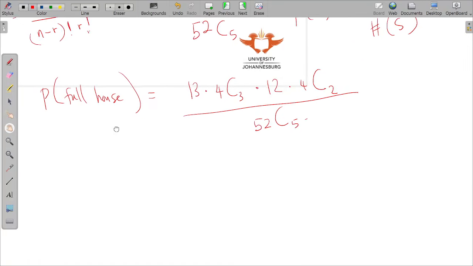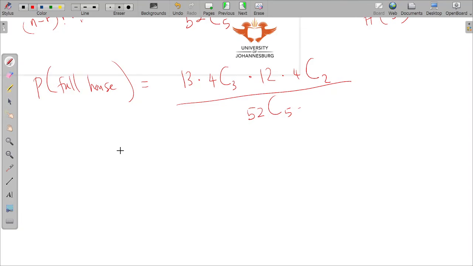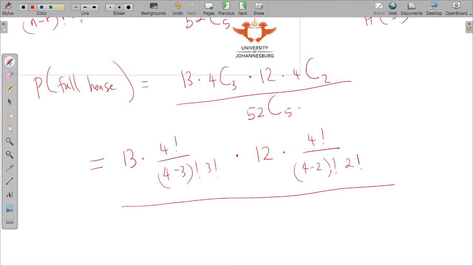All right, so we need to open this up now. Don't forget combination. So this becomes 13 multiplied by 4 factorial over 4 minus 3 factorial, 3 factorial, multiplied by 12, multiplied by 4 factorial over 4 minus 2 factorial, 2 factorial, all over 52 factorial over 52 minus 5 factorial, then 5 factorial.